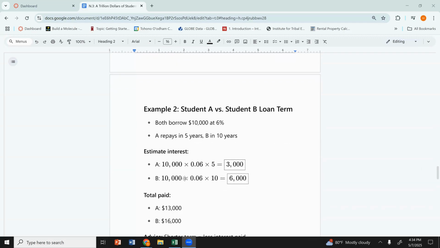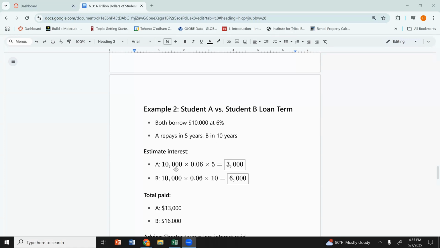So let's move on to example 2. Let's compare student A versus student B loan term. So let's say both students borrow 10,000 at 6% interest rate, and student A repays in 5 years, student B repays in 10 years. Okay, so the interest rate is the same.